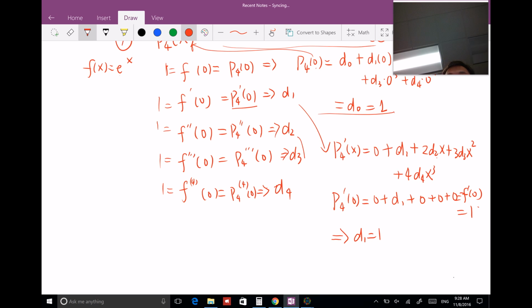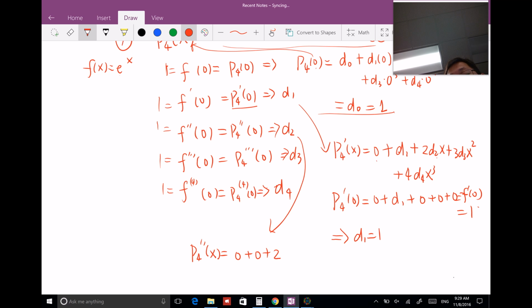So can you help me continue with d2? How do we find d2? We're just going to take the second derivative of the original function, or the derivative of the derivative that we just found. Yes. What's the second derivative of p4x? That'll be 0 plus 0 plus 2d2 plus 6d3x plus 12d4x squared.